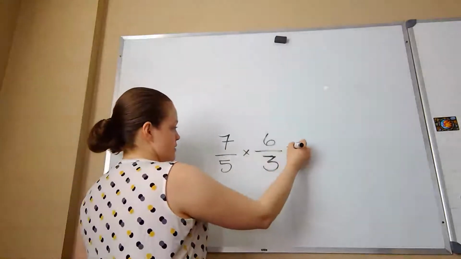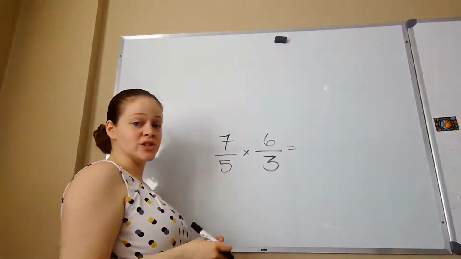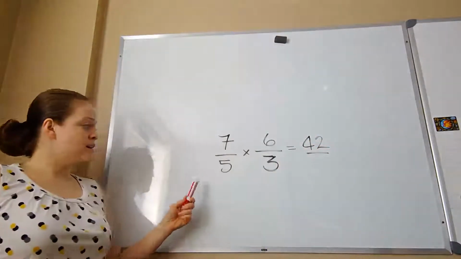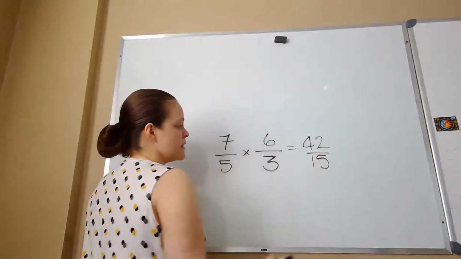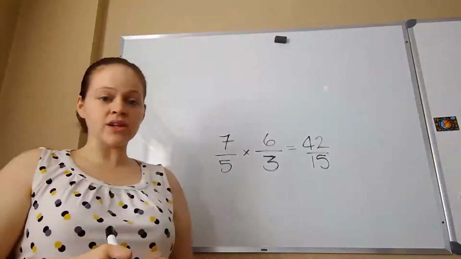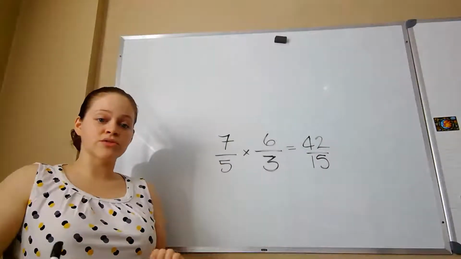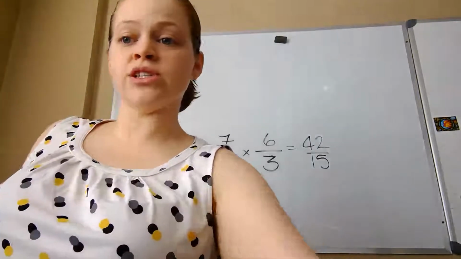So 7 times 6 is 42. So we write 42. And then 5 times 3 is 15. And in grade 7, and even grade 8, you'd be expected to reduce the fraction if possible, or you can change it into a mixed number fraction.